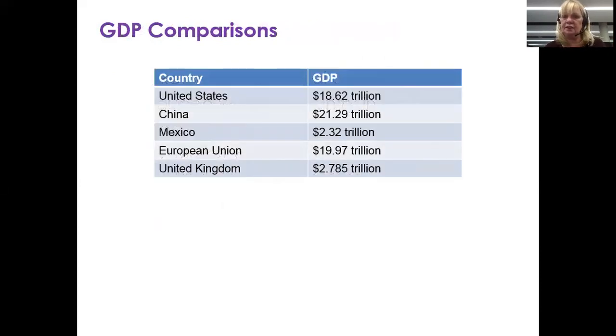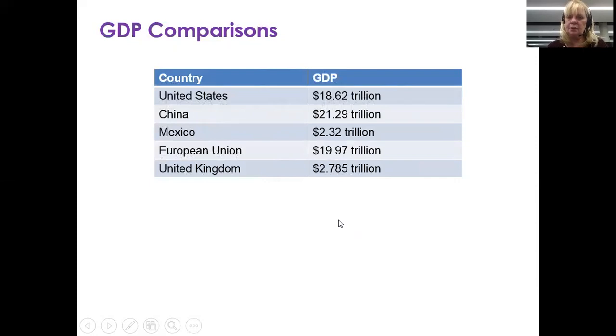Here are some comparisons of gross domestic product for a few countries around the world. You'll notice that China has the largest GDP at 21.29 trillion. And by the way, these are 2016 figures. The European Union comes in second with 19.97 trillion. The US is third with 18.62 trillion. Then they really drop off. Mexico at 2.32 trillion. The United Kingdom at 2.785 trillion.